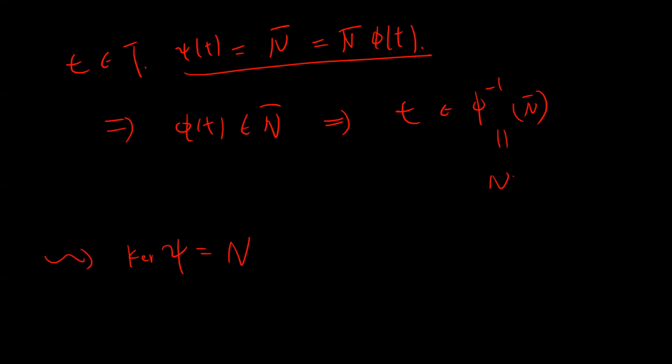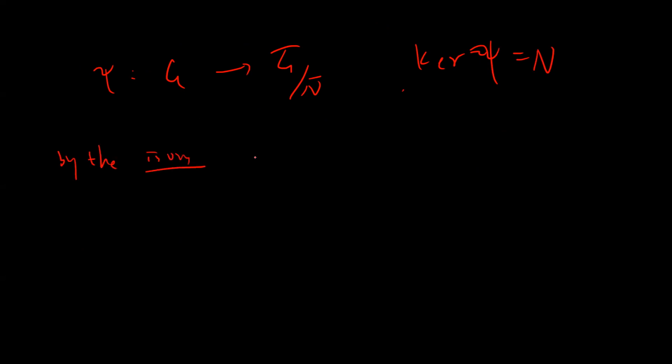Okay, so now we have constructed a map psi from G to G bar quotient N bar, whose kernel is just N. So by the first isomorphism theorem, G quotient N is isomorphic to G bar quotient N bar.